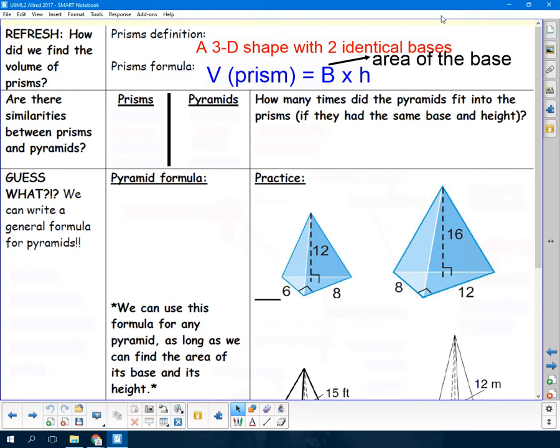So we got a formula for prisms, we got a definition for it, and there are definitely some similarities between prisms and pyramids. They're both 3D shapes. That's definitely a similarity. But a prism has two identical bases, one on either side, where a pyramid only has one base, and it comes to one point at the top. Prisms all have rectangles on the sides of them. If you noticed that yesterday, it's totally true. And pyramids actually will have triangles on the sides of them.